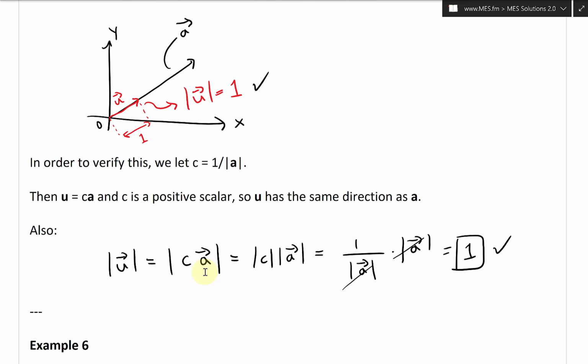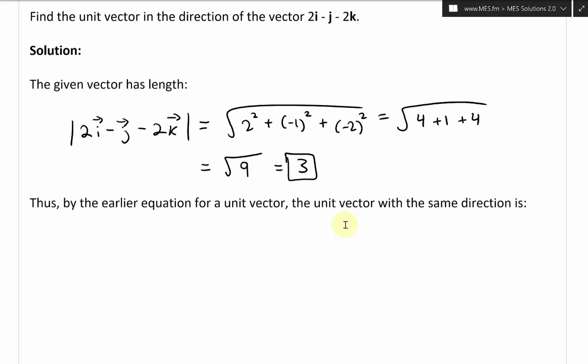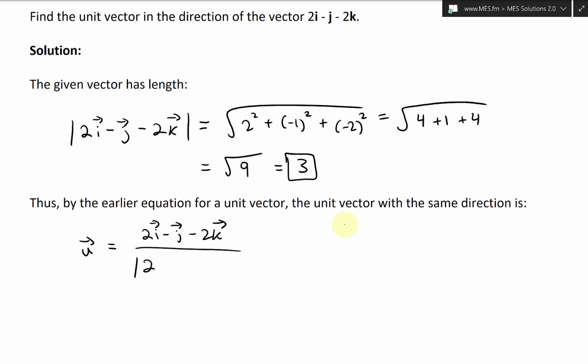All right, so thus, by the earlier equation for a unit vector, the unit vector with the same direction is, we just divide this by the length there. So the unit vector is the vector divided by the length. In other words, you're multiplying it by a scalar. So you could write this as, the unit vector is equal to the vector, 2i minus j minus 2k, with the arrow, divided by the length. So put this in notation: 2i minus j minus 2k with the vertical bars, like that.